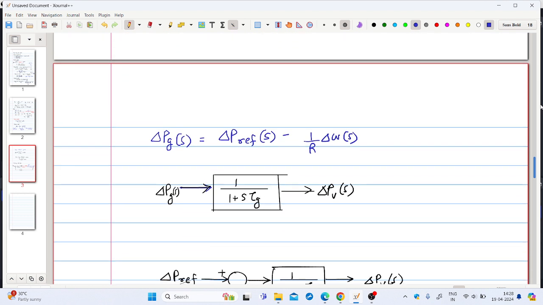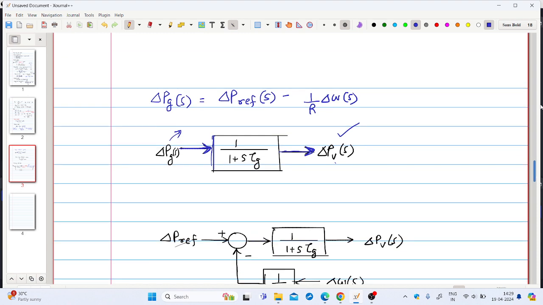So now you can represent the speed governor action. There will be some delay in the speed governor action. When you give a command of delta PG to the speed governor, the governor will take a small amount of time to respond. So it is represented by a first order system with time constant tau g. So the governor mechanism will give a control signal to the valve operation delta PV. So delta PV is the output of the governor transfer function. Delta PG is its input.